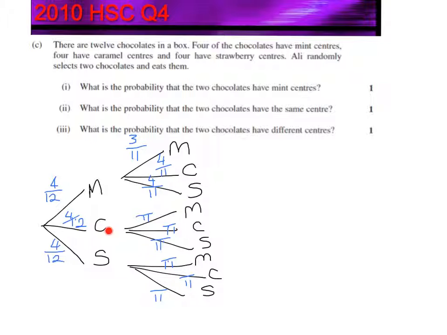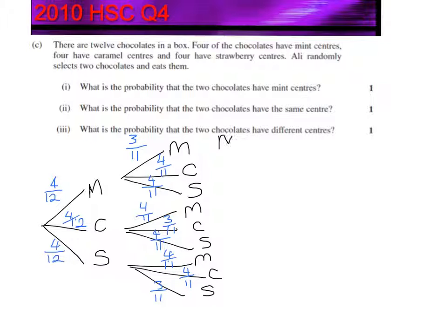If your first choice of chocolate was caramel, then there's only going to be 3 caramels left for the second choice. There will still be the 4 mint and the 4 strawberry. And let's just check. 4 plus 3 plus 4, does that add up to 11? Yes, it does. Or 11/11, which is 1 whole. If the first choice of chocolate was strawberry, that means there's only going to be 3 strawberries left, but you'll still have 4 caramel and 4 mint.